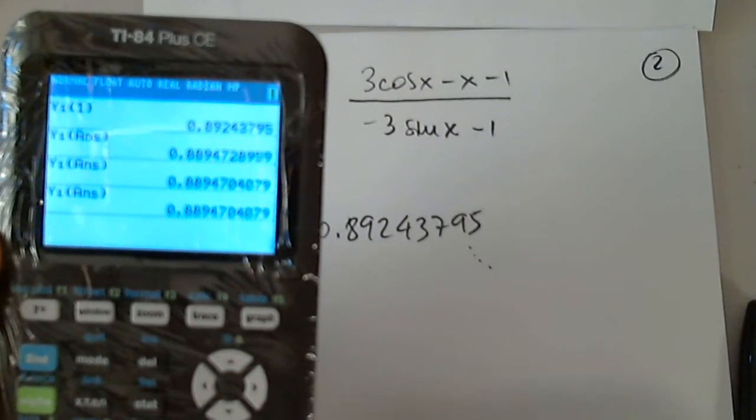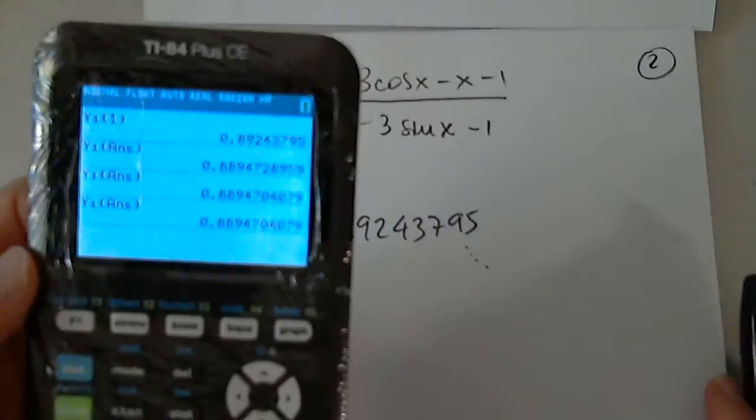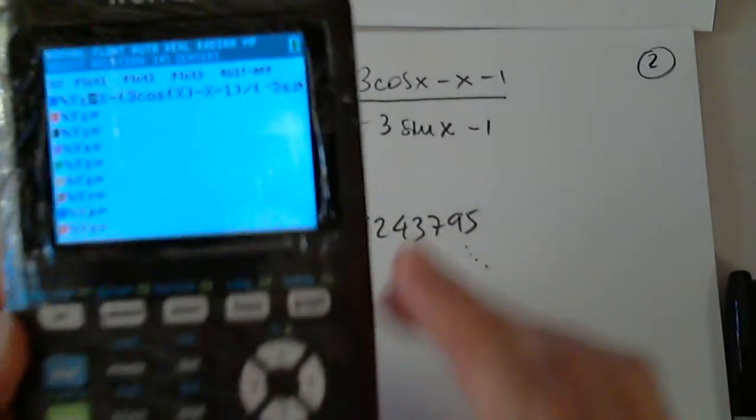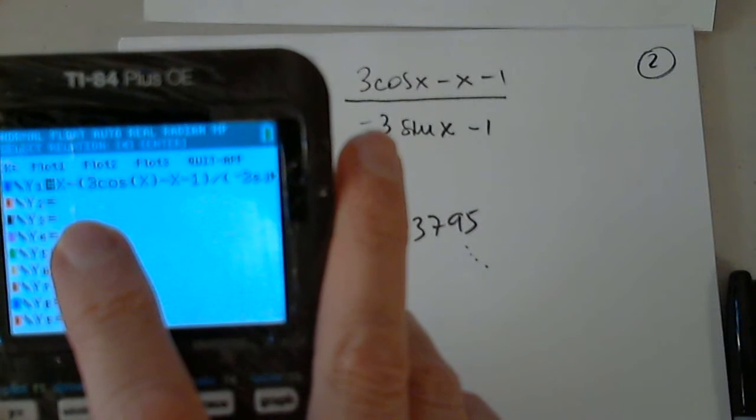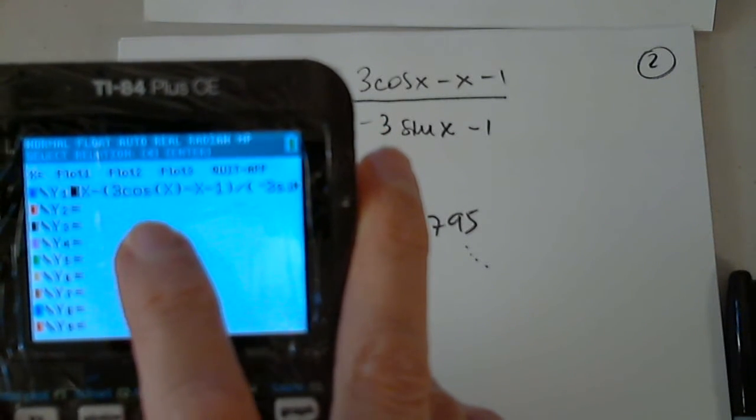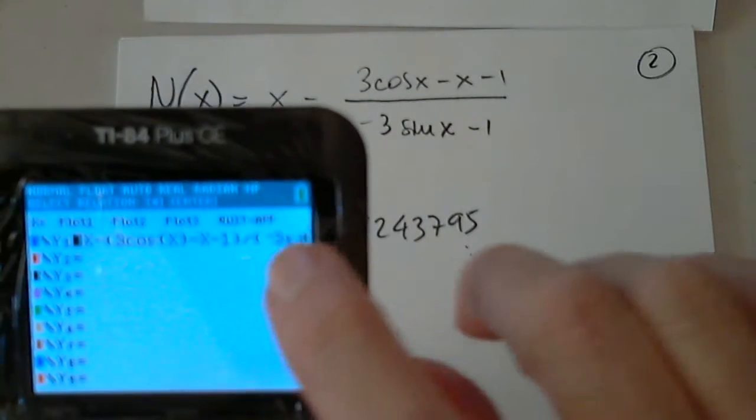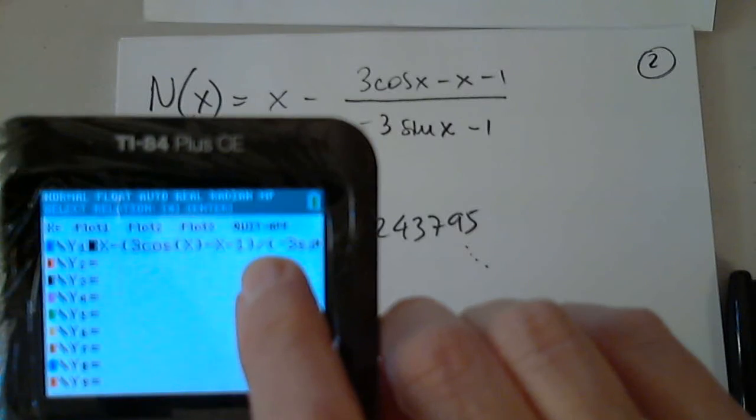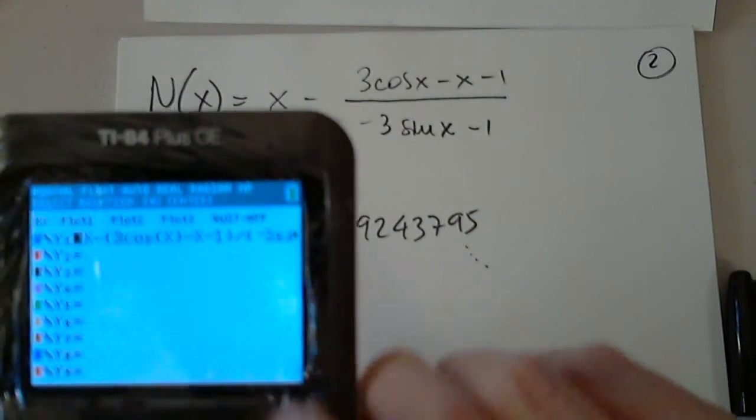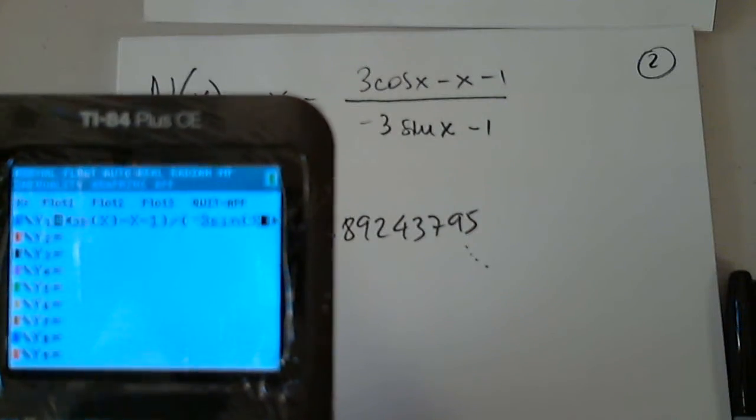Is that okay? Yeah, my numbers just came off different. I think I must have just put my equation in wrong. Yes, that's very important. So x minus, left parenthesis, 3 cosine x minus 1.